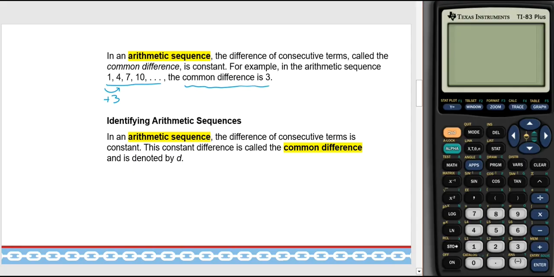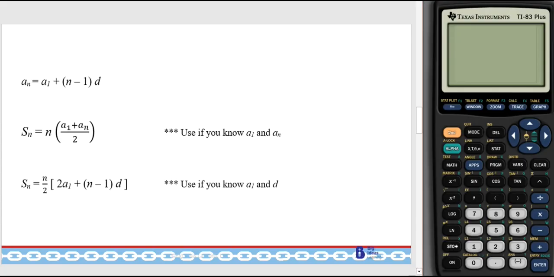So anytime you add or subtract to get from term to term and it's a constant, then you have an arithmetic sequence. In an arithmetic sequence, the difference of consecutive terms is constant, and this constant difference is called the common difference. We denote it in our formulas with the letter D.